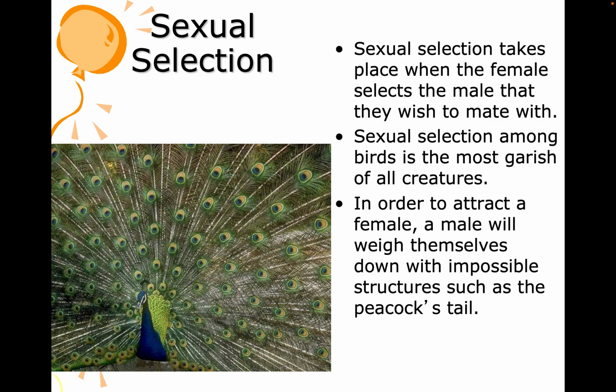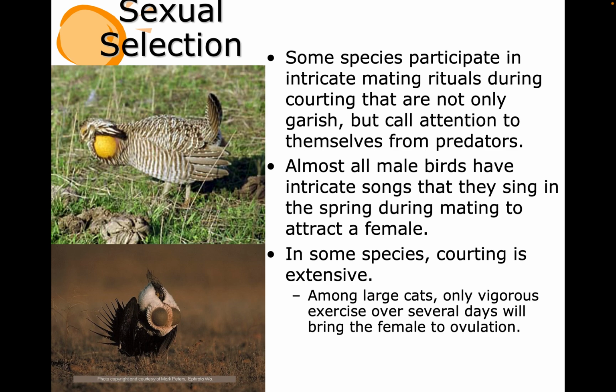Sexual selection takes place when the female selects the male that they wish to mate with. Sexual selection among birds is the most garish of all creatures. In order to attract a female, a male will weigh themselves down with impossible structures, such as the peacock's tail. And of course, the male with the largest tail is the one that is normally selected by the female to breed with. Some species participate in intricate mating rituals during courting that are not only garish, but call attention to themselves from predators.